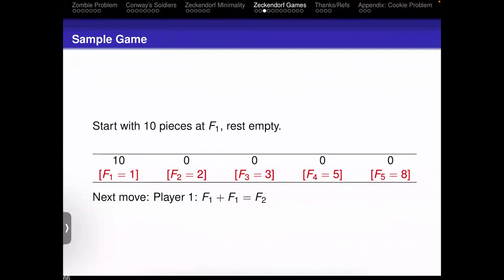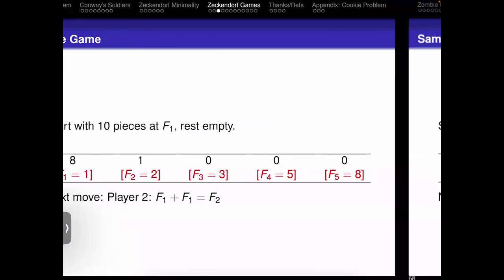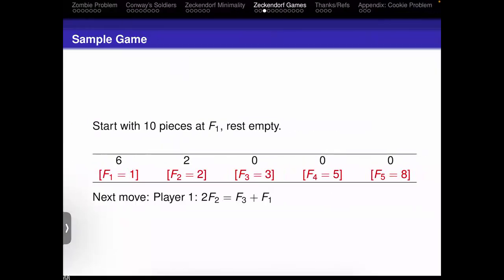The only move we have is we have to take 2 things at 1 and put them on 2. So now we have 8 things on 1, 1 thing on 2. And notice 8 times 1 plus 1 times 2 still adds up to 10. It's still a decomposition of 10. Now we have 2 possible moves. I could take 2 things at 1 and put something at 2, or I could take a 1 and a 2 and put something at 3. Let's take 2 things at 1 and put them at 2. So now I have 6, 2, 0.